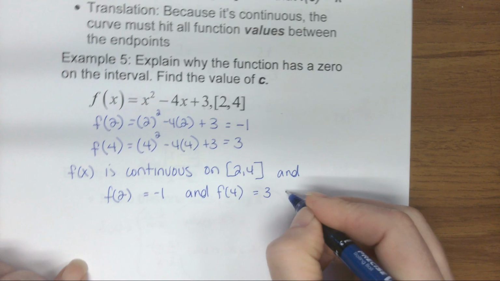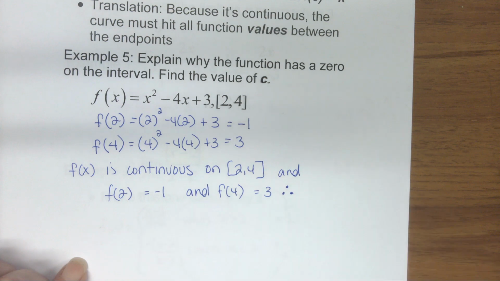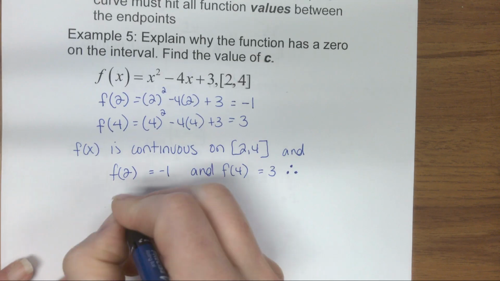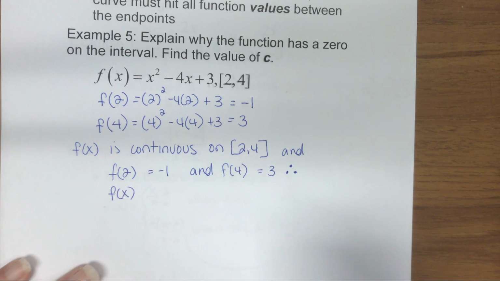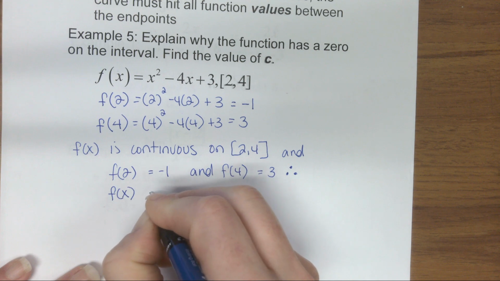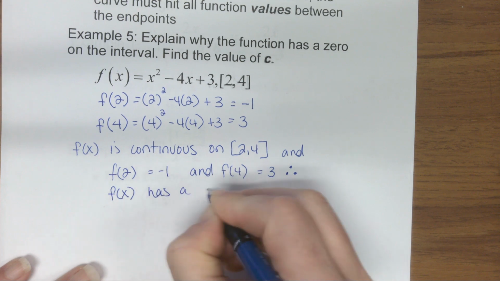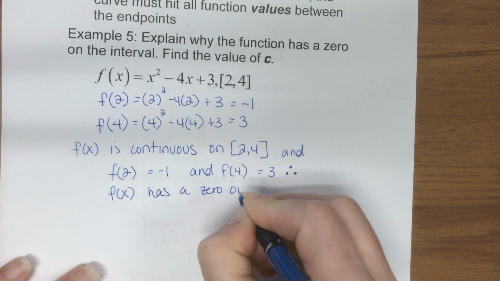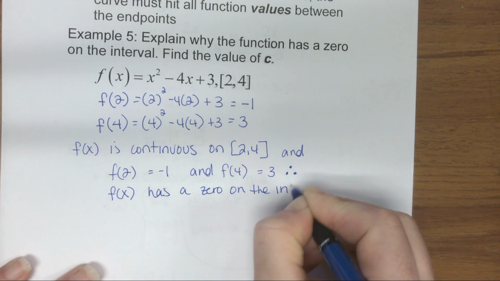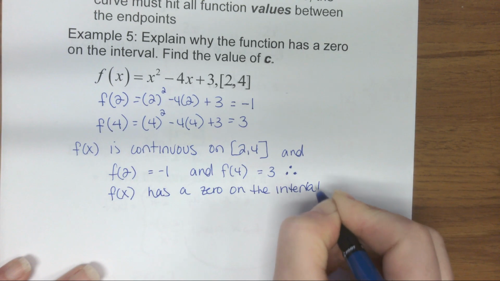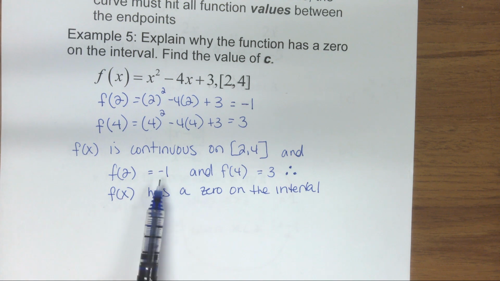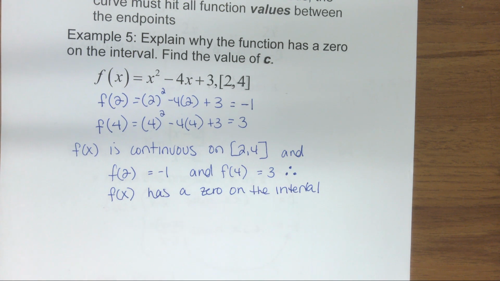Therefore, I like to use the 3 dots, f of x has a 0 on the interval. Because this is negative, that's positive. You could even say f of x crosses the x-axis on the interval. That would be fine too. Yeah, that's it. Okay, now the second part of the question.